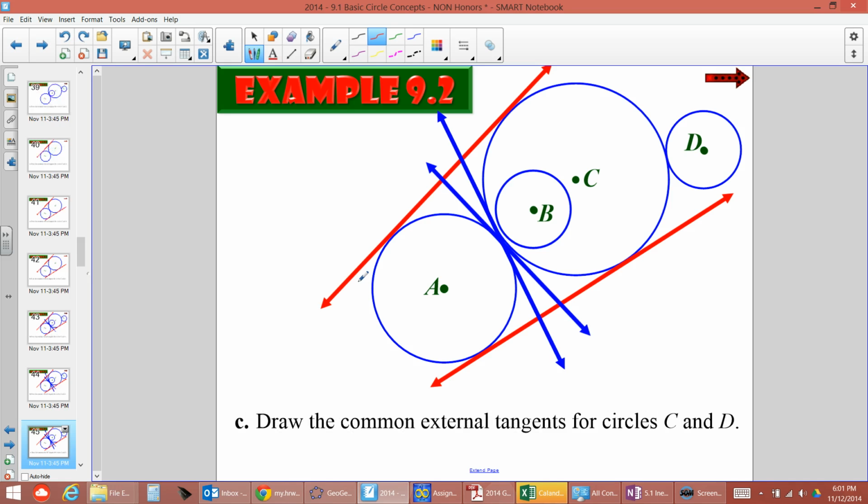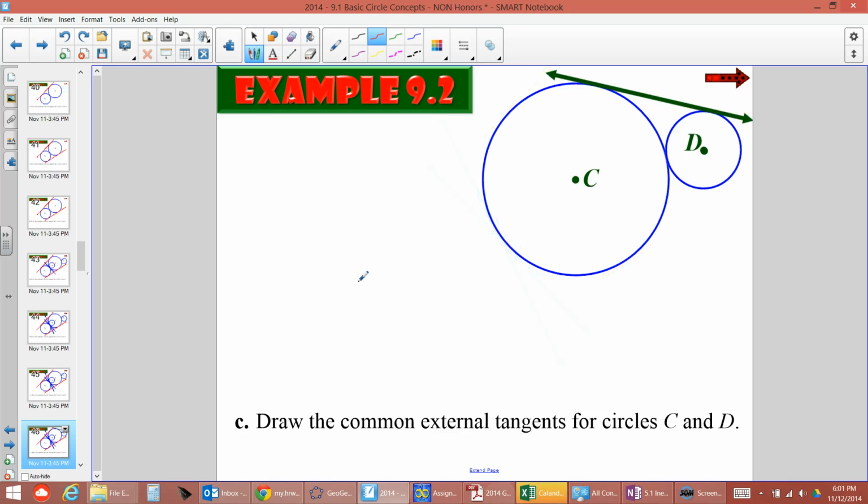Now it says draw common external tangent to C and D. Now, again, we just focus on C and D only. That's external. That's external. We're done. Common external tangents. Now notice how these two circles, they themselves are externally tangent. Isn't that interesting?